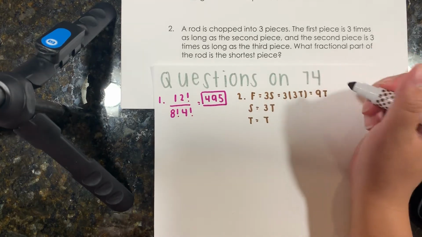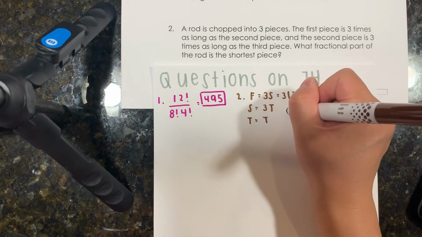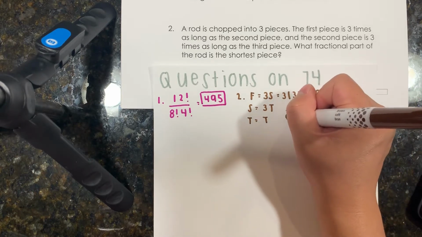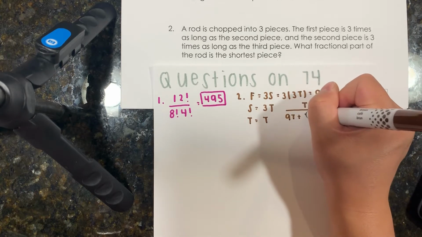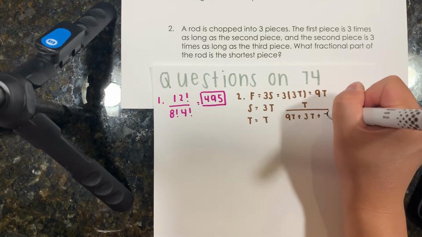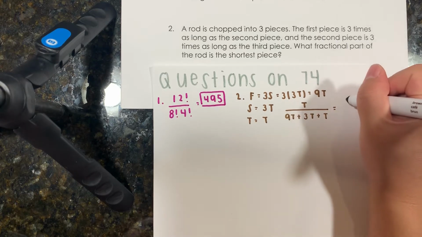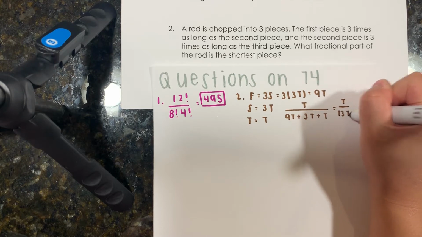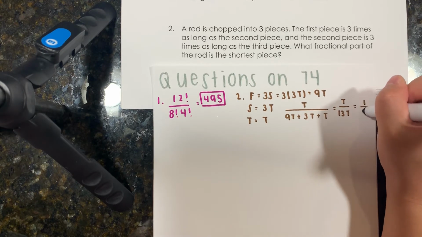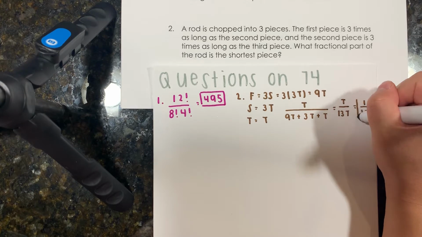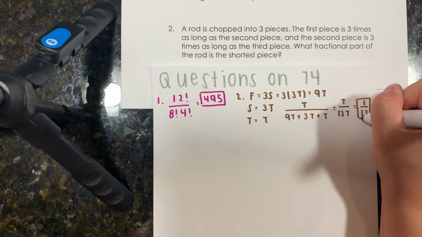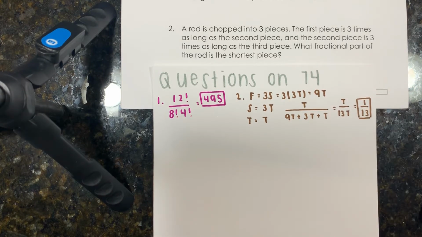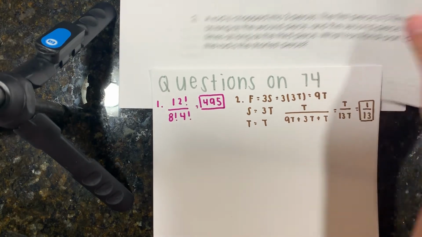So what fractional part? It's going to be t over the length of the entire rod, which would be the first piece plus the second piece plus the third piece. And that would simplify to t over 13t, and therefore equal to 1 over 13. And that would be number 2.